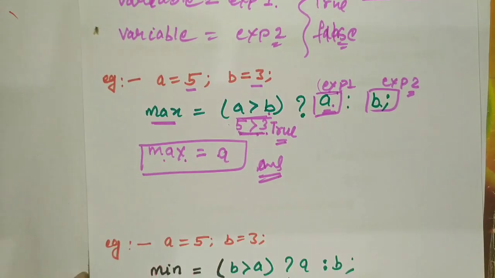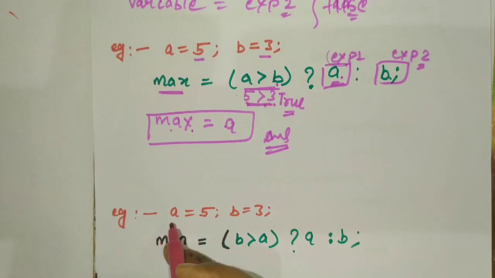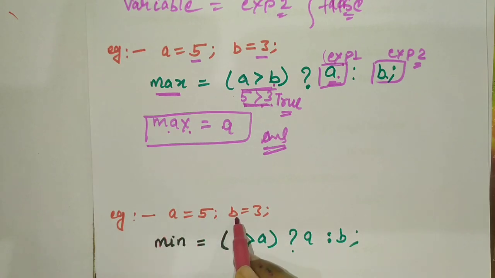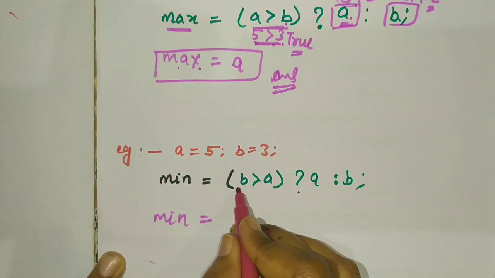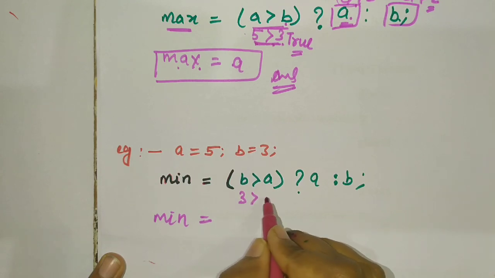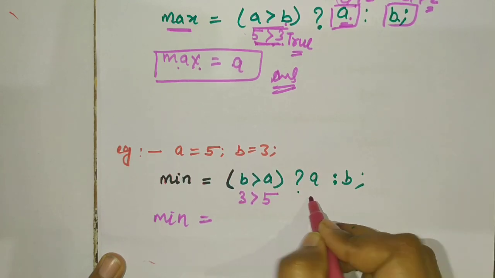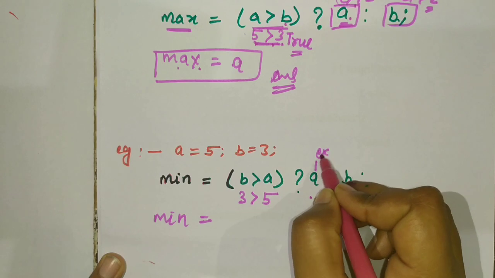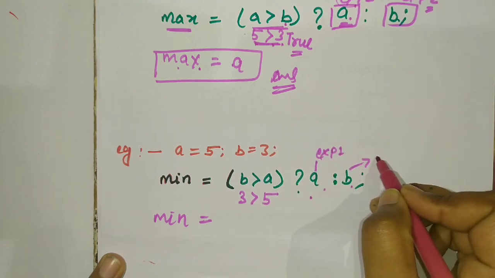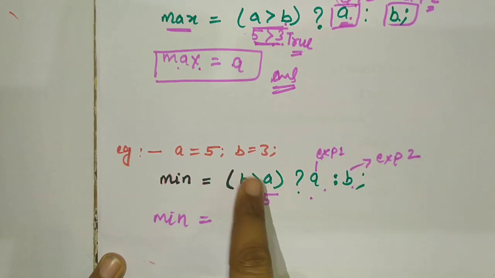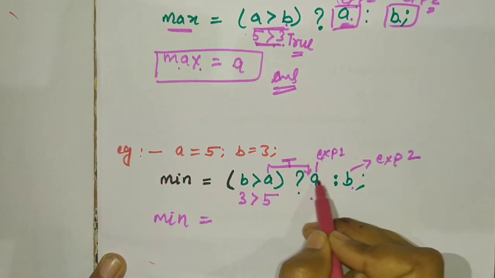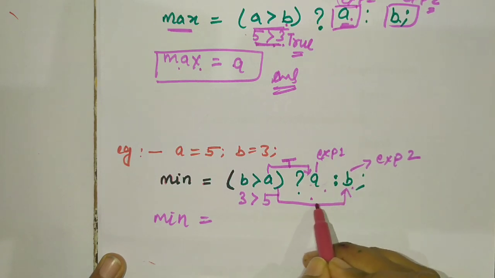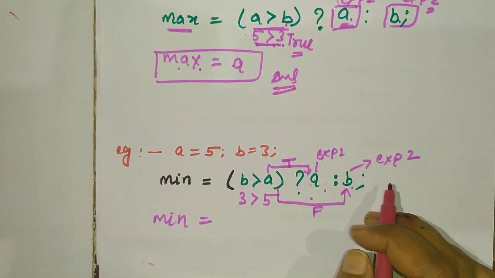Let's see the next question. a equal to 5, b equal to 3. What is the value of min? Here, the condition is b greater than a. Here a and b are expression 1 and expression 2. If this condition is true, go to expression 1. If this condition is false, go to expression 2.